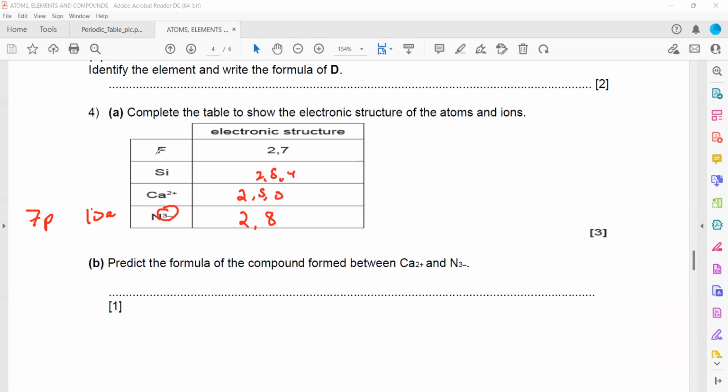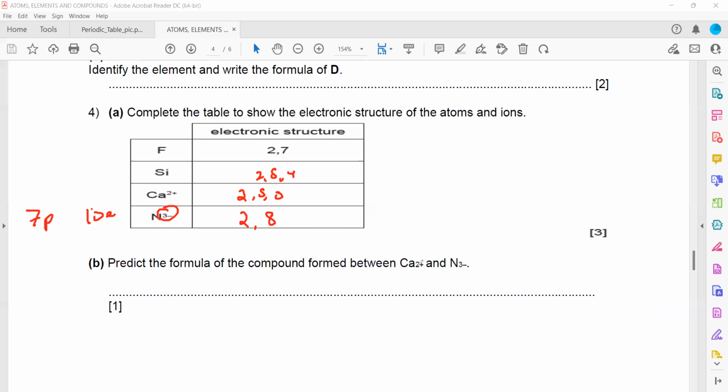So you have to get the proton number from the periodic table, check the nature, whether it's an atom or an ion, and then you can identify the total number of electrons. Using the total number of electrons, you can write the electronic configuration.